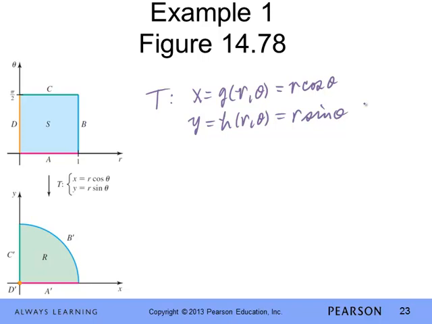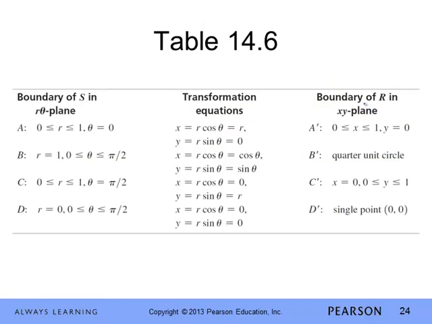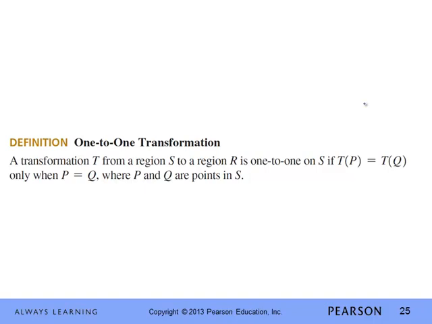Where r is 0 all along this axis right here on the r theta plane, on the xy plane, r is 0 only at that point. And all the transformations, we could see that sort of mapping of boundary segments. All right, so that's basically what we're talking about here. I'm just going to move along here, unless you have any specific questions.